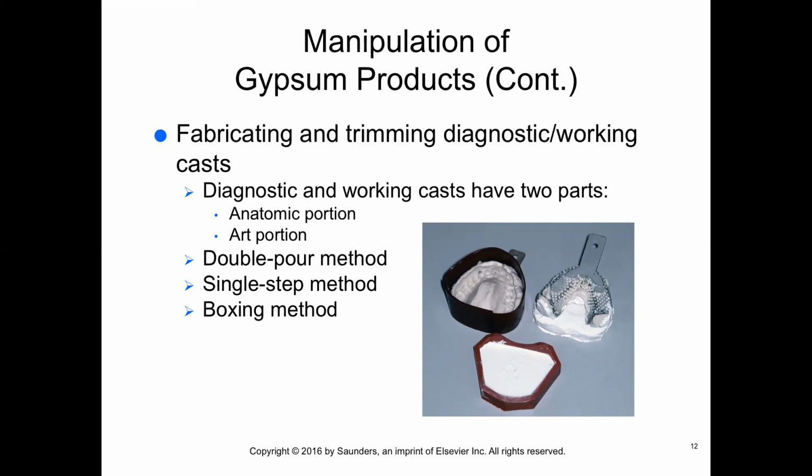In the boxing method, a strip of wax is used to surround the impression, forming a wall into which the gypsum is poured. The wax should not distort the impression. It should extend at least 0.5 inches higher than the highest point of the impression and create a base that is parallel to the occlusal plane.